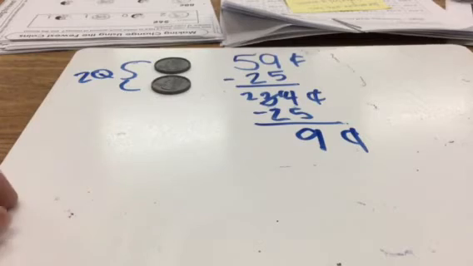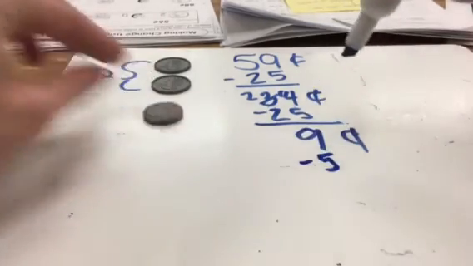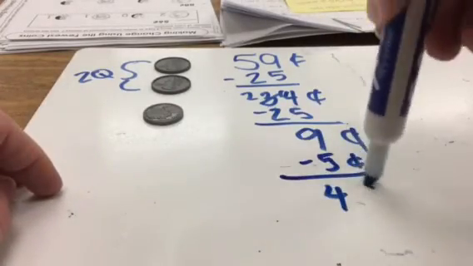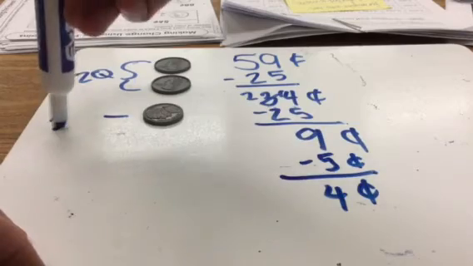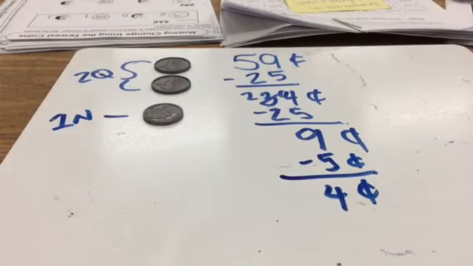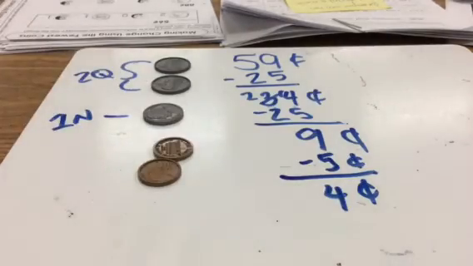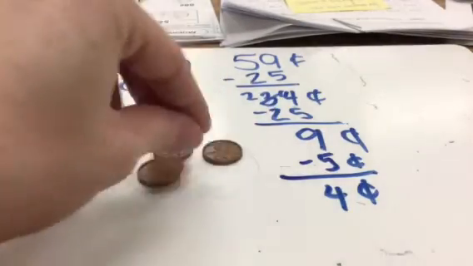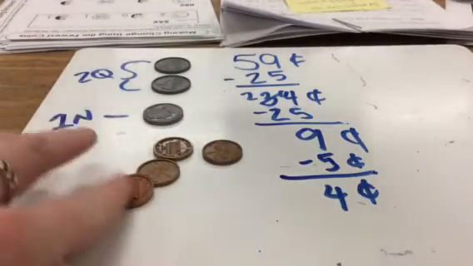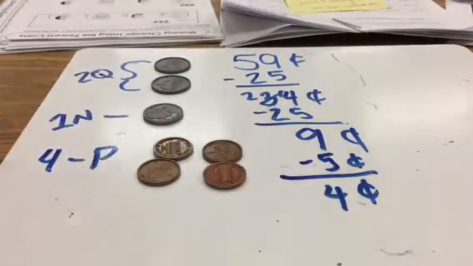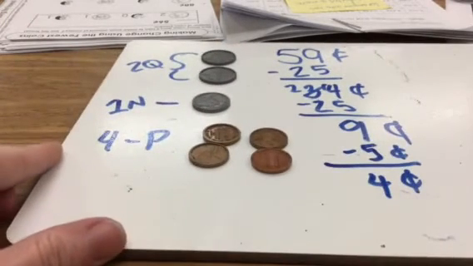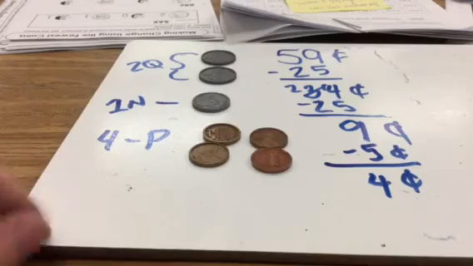9 cents. I can't use a quarter because a quarter is 25. Can I use a dime? Well, I can't use a dime because a dime is 10, which is too much. So I'm going to go to my nickel. Can I use a nickel? Well, a nickel is only 5 cents, so I bet I can use a nickel. And I have 4 cents left. And I know that 4 cents can only be made using pennies. So I now have 4 pennies. So 2 quarters, 1 nickel, 4 pennies gives me 59 cents. That's a lot better than 59 pennies.